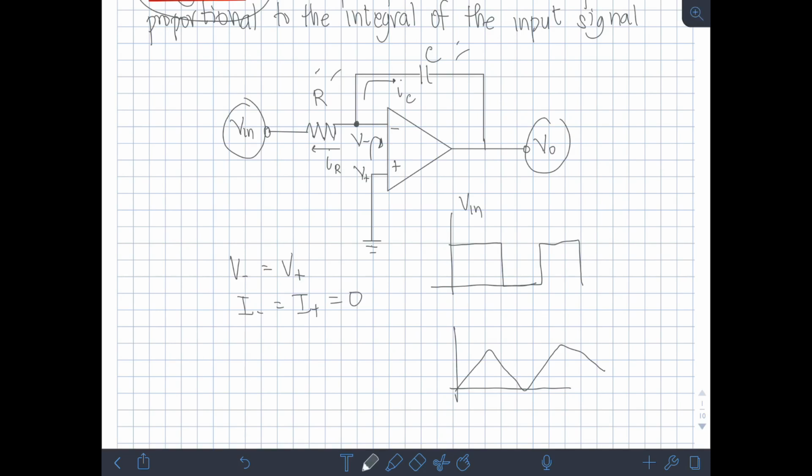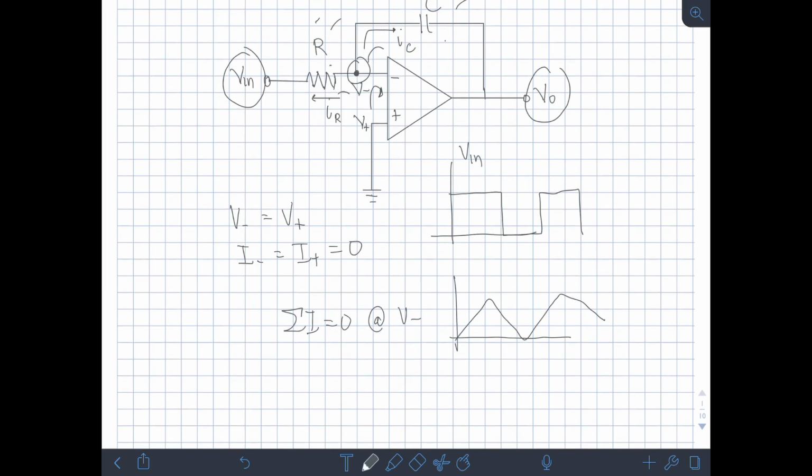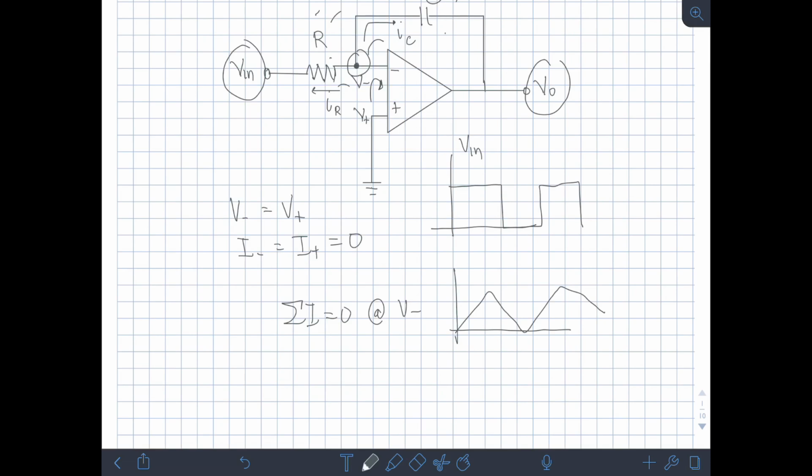So kung i-apply natin yung nodal analysis, we have summation of current is equal to 0, let's say at node V minus so dito. So therefore, current leaving is equal to current entering. So, inassume ko na yung mga current dito sa resistor tsaka sa capacitor ay nagli-leave dito sa node V-. So, therefore, kung isa-sum up natin yung mga current leaving, so we have the current leaving as IR plus IC equals the current entering, wala na. So, therefore, equal yun sa 0.